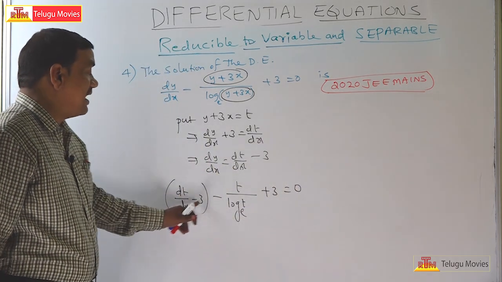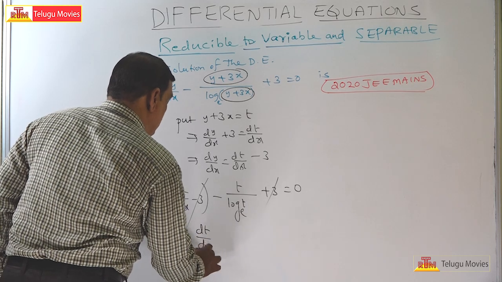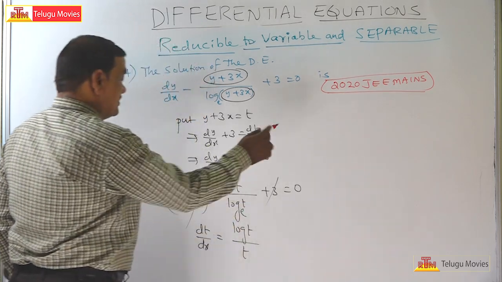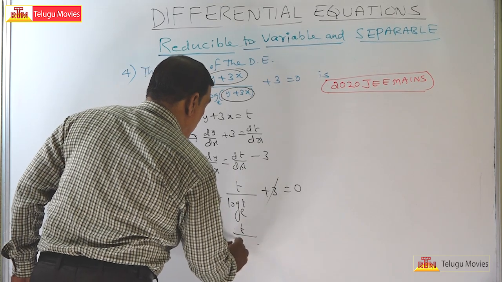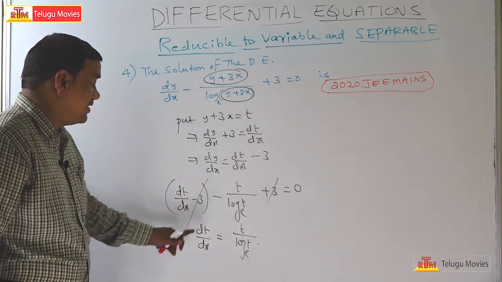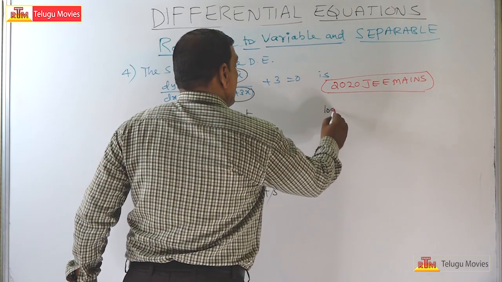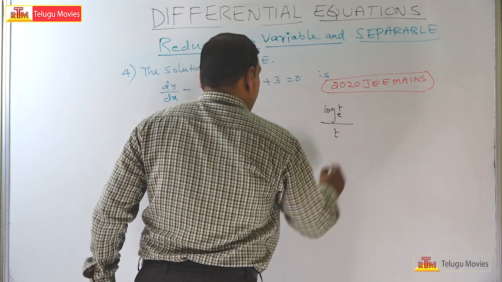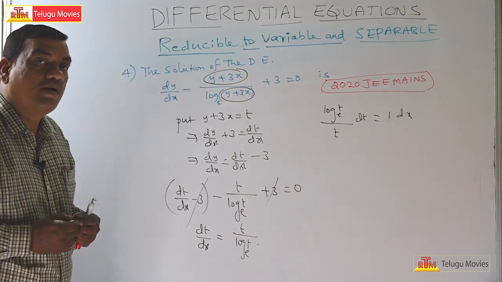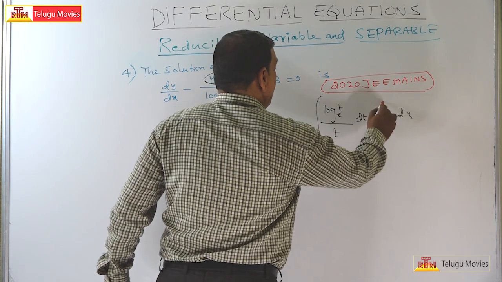Now here minus 3 plus 3 cancel. So dt/dx is equal to t by log t to the base e. Now let us separate the variables, the variable separable method. Take t by log t to the left-hand side. This becomes log t to the base e by t dt is equal to 1 dx. It is separated. Now the next thing to do is integrating on both sides.